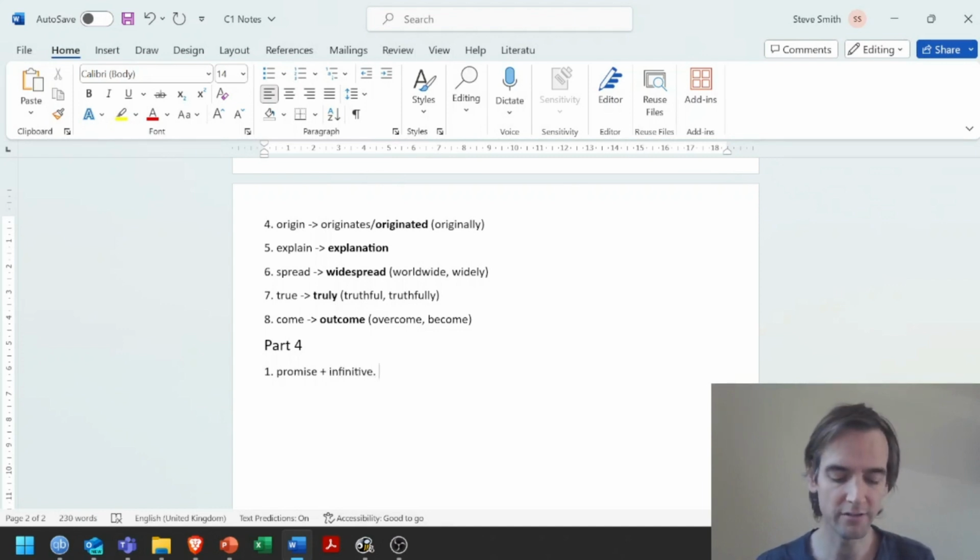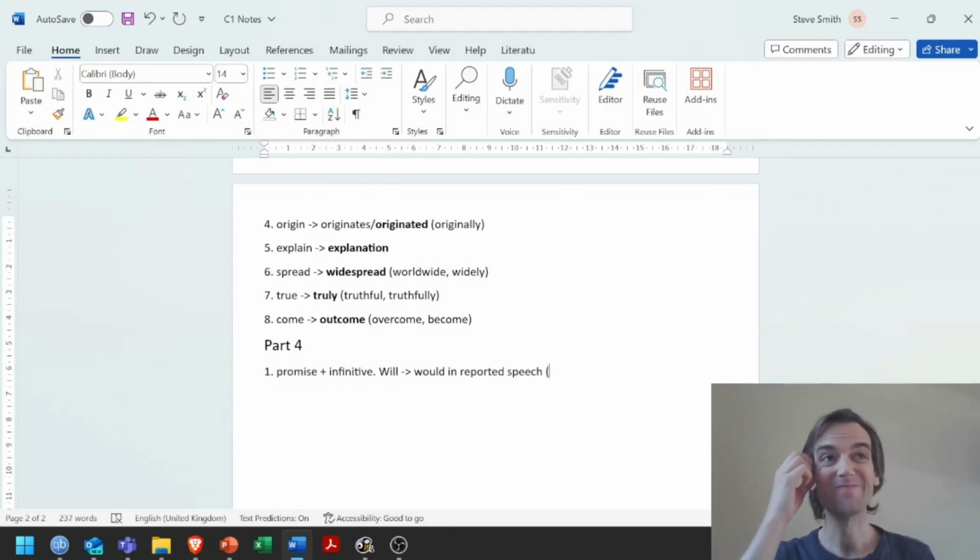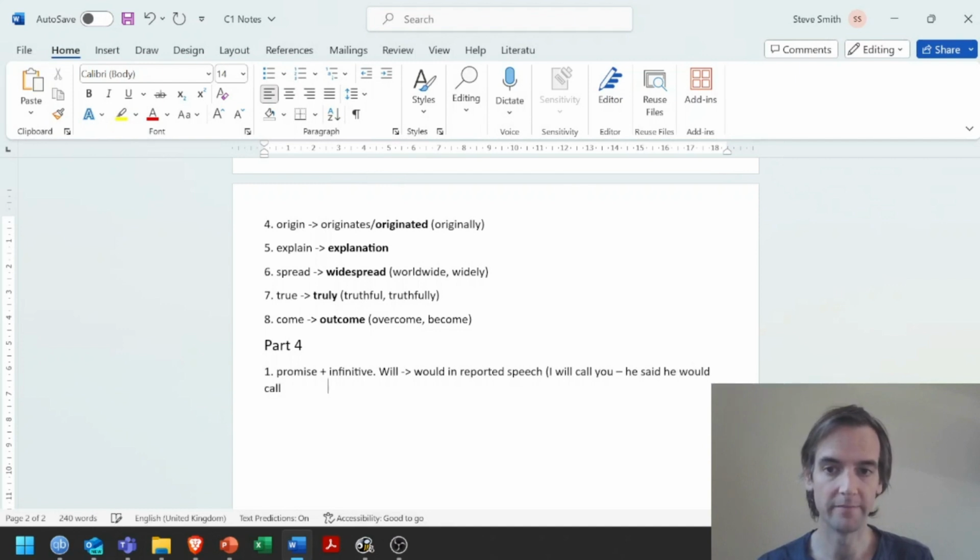Or the other option would be, when we're talking about reported speech, we're talking about will to would in reported speech. Hopefully you know what I'm talking about. I will call you. He said he would call me. This is reported speech, isn't it, when we talk about reporting speech and reporting verbs in terms of promise.